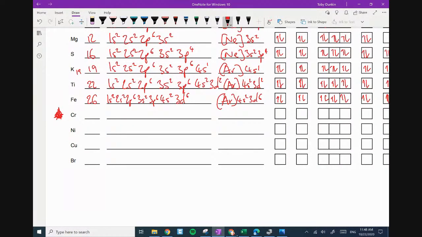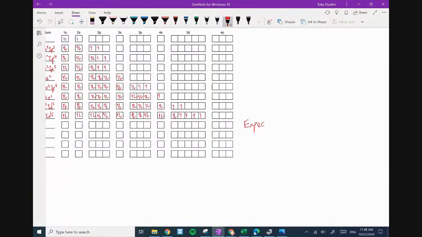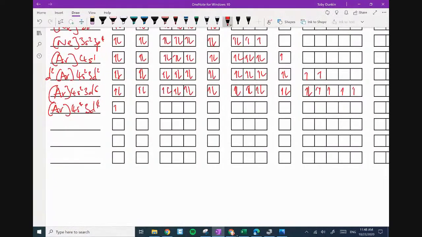Chromium. Chromium's element number 25. Now, this one's important for today's lesson. What you're about to write down here, guys, is called the expected EC. Expected. Now, this is actually incorrect, and this is today's lesson. So 1s2, 2s2, 2p6, 3s2, skip 3p6, back to the beginning, 4s2, 3d4. That is what was expected. Oh, hang on a minute. Not 25, it's 24. There we go. So now we have argon, 4s2, 3d4. This is the expected EC, and now this is actually really important.